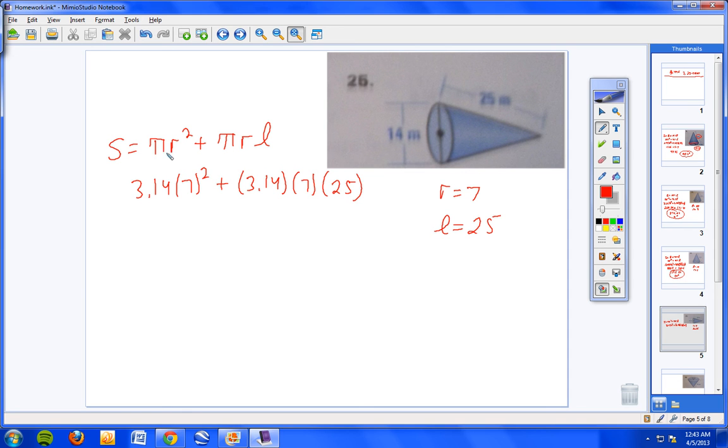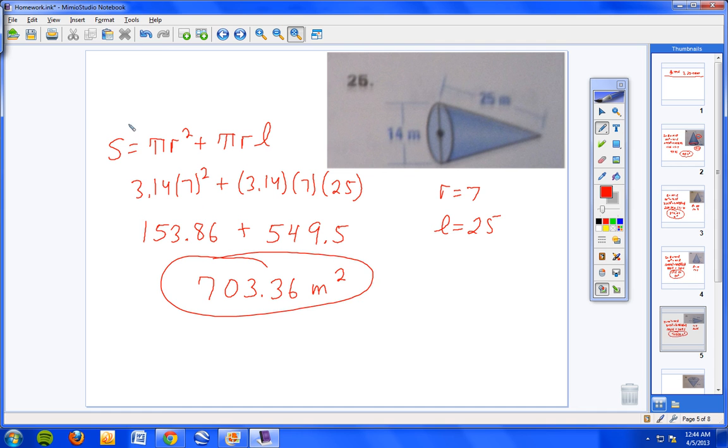All right, let's go ahead and multiply this first set of numbers together. 3.14 times 7 squared, which is 49, and you'll get 153.86. Now let's multiply these three numbers together: 3.14 times 7 times 25, 549.5. And we add these two numbers together, and if you add them correctly, you should get 703.36 meters squared.